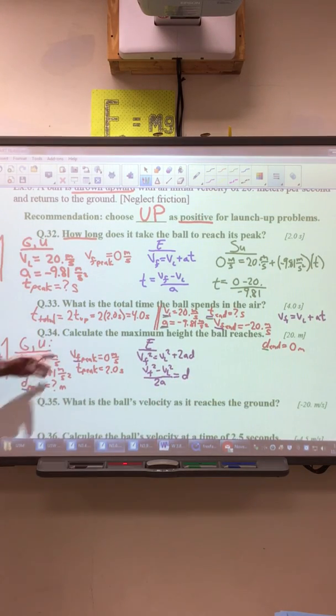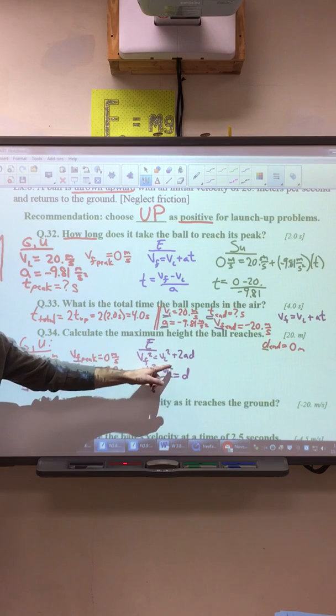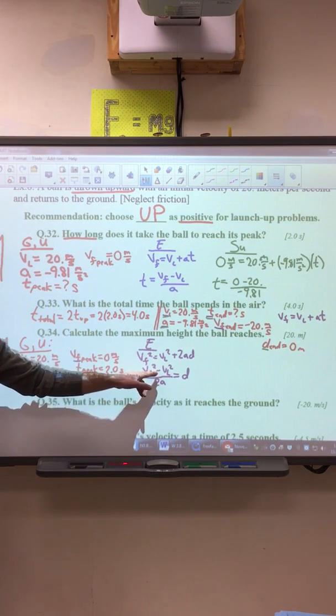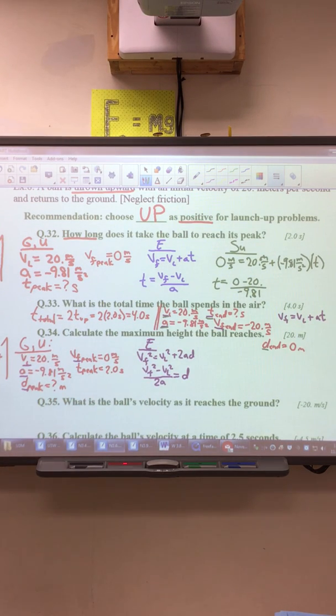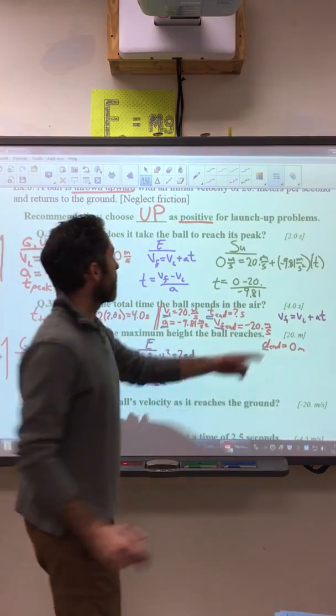So VF squared is 0, so that's easy, minus VI squared, the VI is 20. It's 20 squared, which is 400, and there's a negative out in front. So we have a negative 400 over 2 times negative 9.81. Well, there's a negative about 20. It's 19.62. So negative 400 over negative 20, that's like 400 over 20. There's your 20 meters.